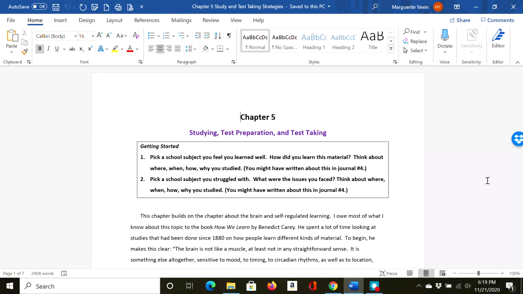But what I want to do this time is take a bigger view to look at how we learn things. And then you're going to think about, if this is what you know about how you learn certain things, how can you create a good study plan for yourself so that you can prepare well for a test, and that then when you are in a test situation you can actually do a good job with it.